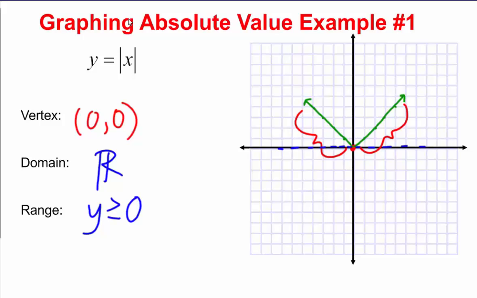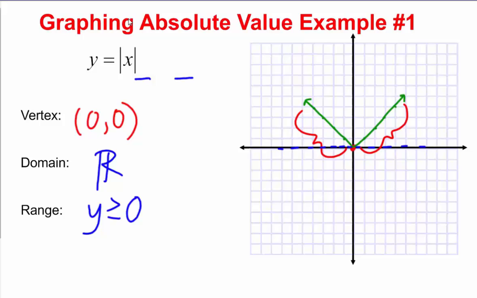I can also look at my function to get this information. So I see that there are no h or k values in my equation up here. There's no h and there's no k. So therefore, they are equal to 0. So that is how I can get a vertex of 0, 0.